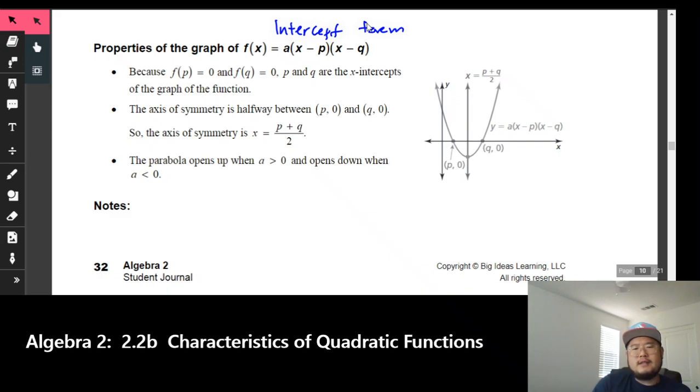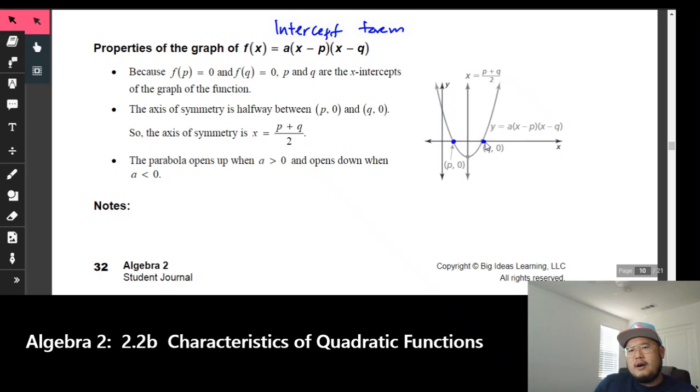It says f of x is equal to a times x minus p quantity times x minus q quantity. And what they're saying right here is that the value and location of p and q happen to be intercepts. So in this diagram that they share with you, they have one point is one of our intercepts, the other point is our second intercept.